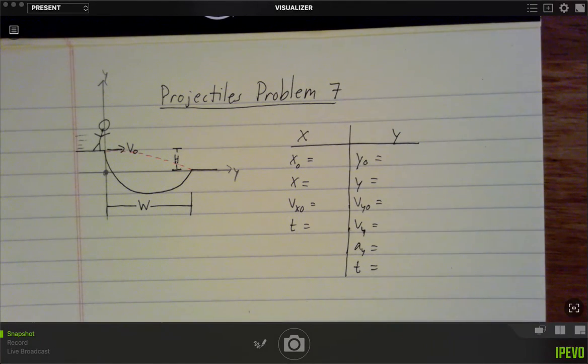All right, folks, this is a solution to the projectiles problem number 7. This is the symbolic one. The first part of this video is just an explanation of the problem, so you can skip ahead until I start writing things if you want to just get to the solution.